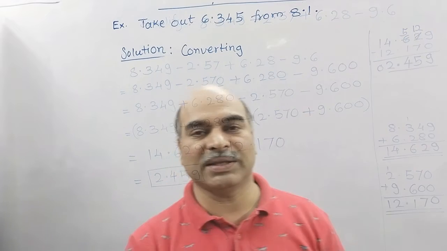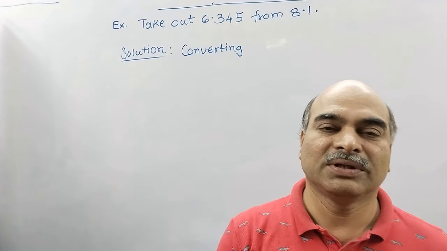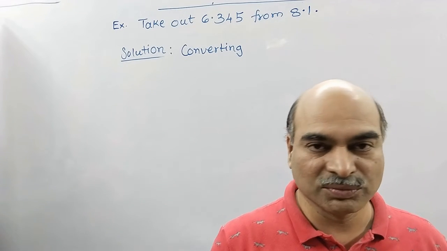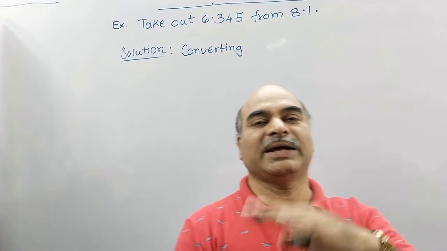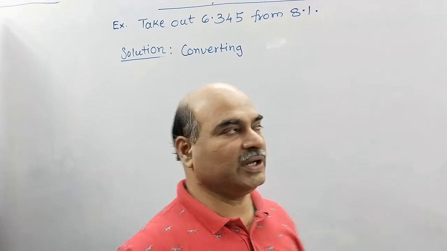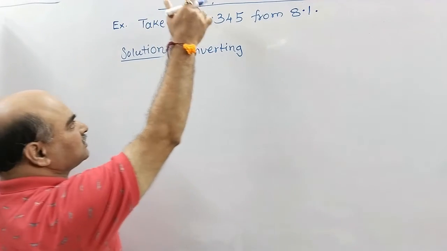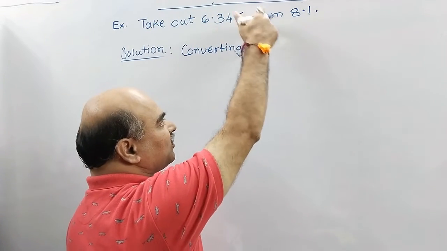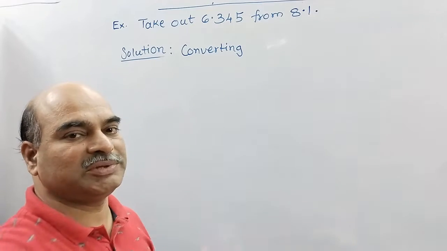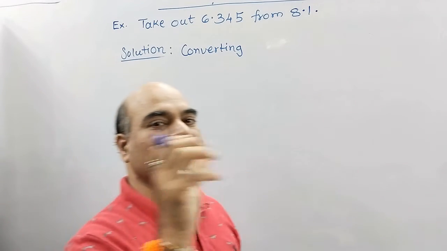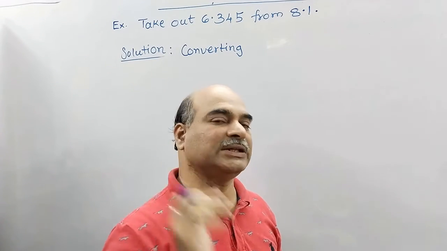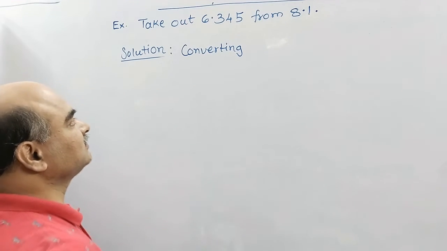Hello students, we take another example. The wording of the sum is different now. Take dash from dash, that kind of wording is used here. So take out 6.345 from 8.1. Two decimals are given. Now take out means this is an example of subtraction.